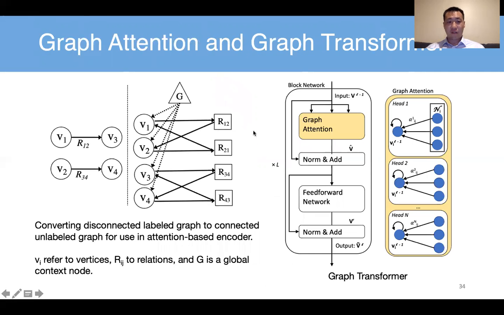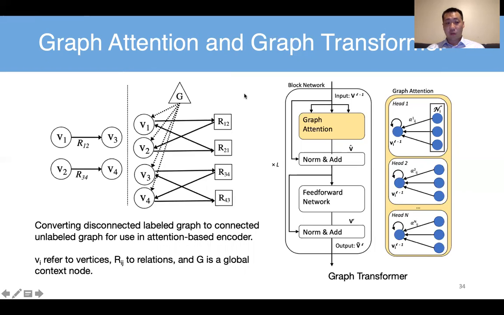For the graph attention down here, you can see this framework, right? They try to convert this disconnected labeled graph to a connected unlabeled graph for using an attention-based encoder. Here, on the left-hand side you have all the nodes, and on the right-hand side are the relations. Okay, and use this contextual node to make attentions.